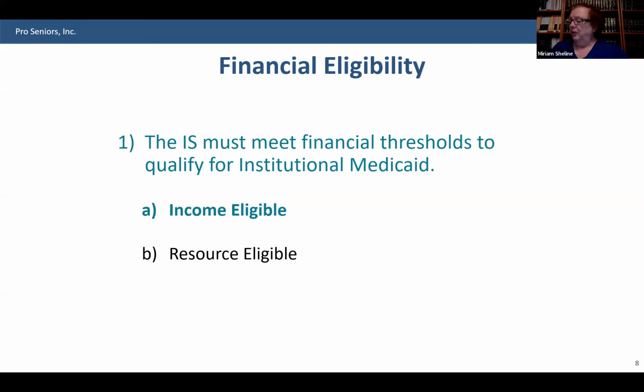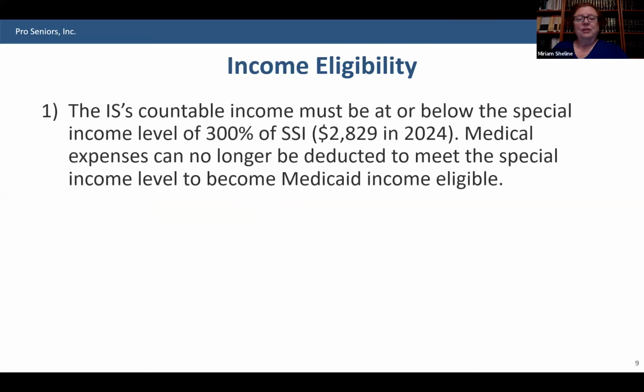Okay. So income eligibility is what we covered substantially last time. So briefly, just as a refresher, the applicant's countable income must be below 300% of SSI to qualify for institutional Medicaid. This is a gross income number, but remember, we do say countable. That term countable will come up frequently and will come up in our resource analysis as well.